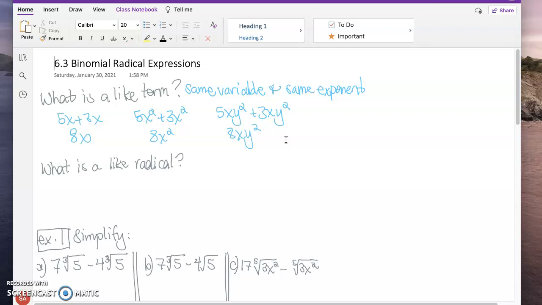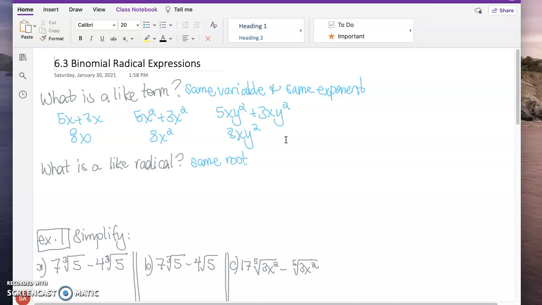So the question we're answering today: what is a like radical? When can I combine things that have radicals? Adding and subtracting radicals is very similar to adding and subtracting variables. A like radical has the same root index.